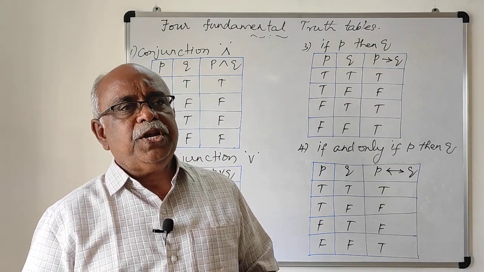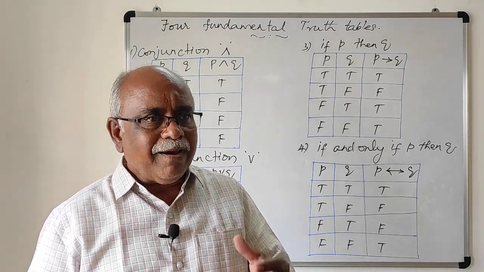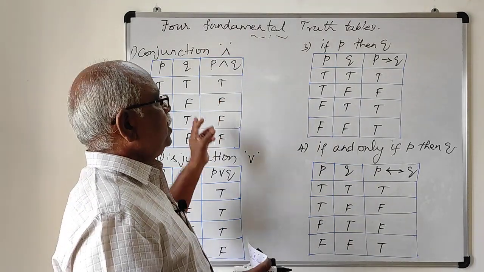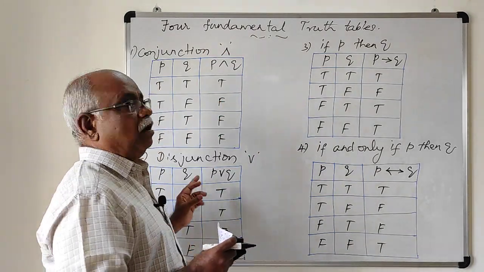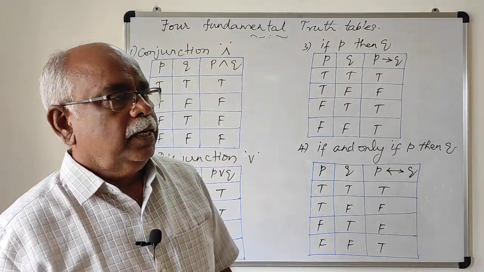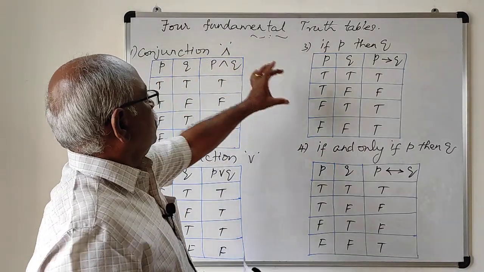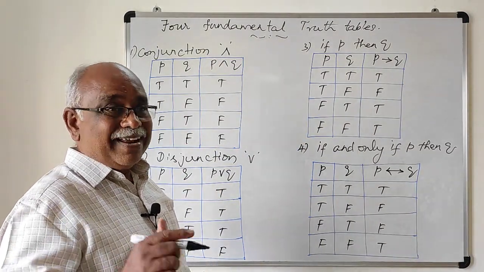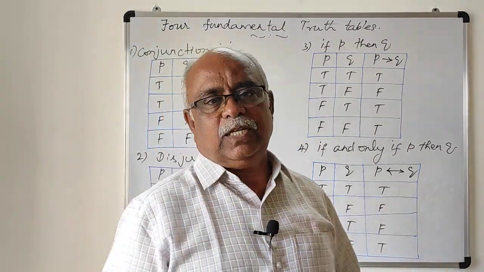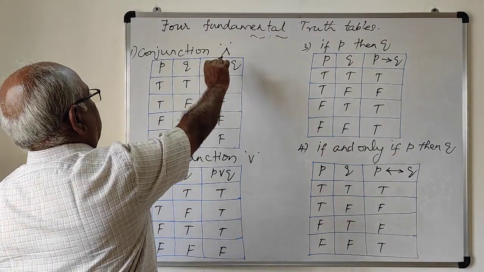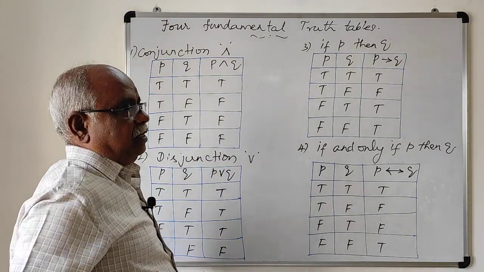Before continuing the exercise, I am going to recall the four fundamental important truth tables. These four truth tables are very much used for solving the problems, and they are very important for constructing the truth tables in the exercise problems. First one is conjunction, symbol, cap notation.